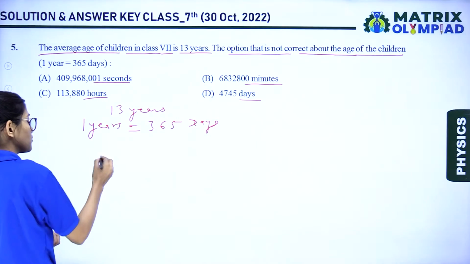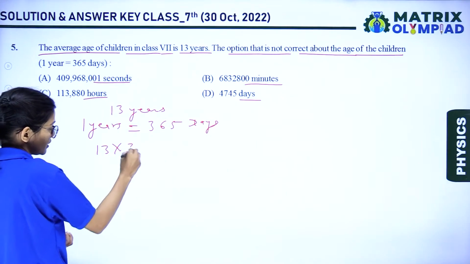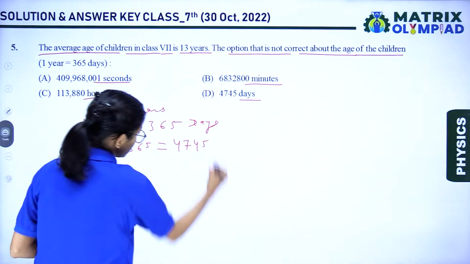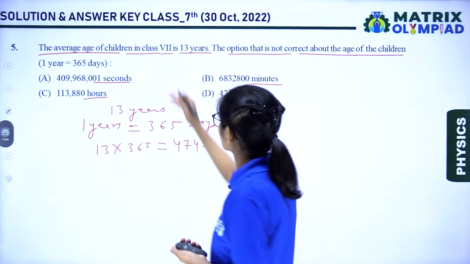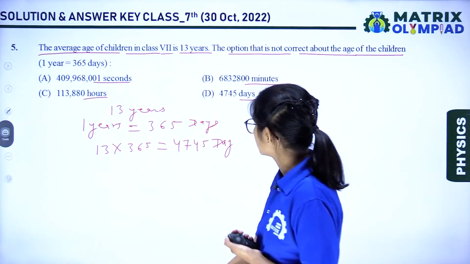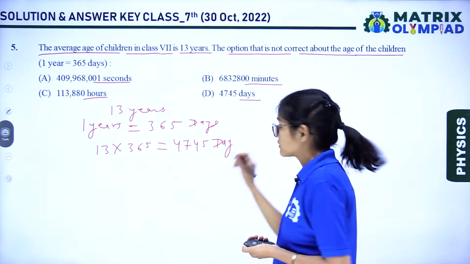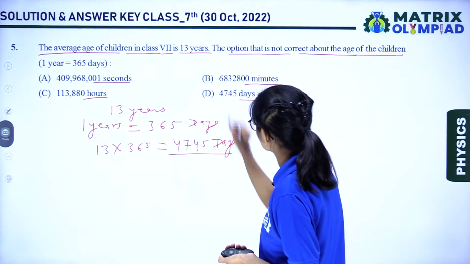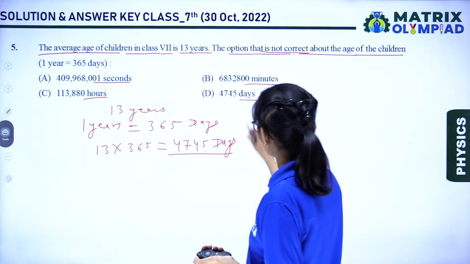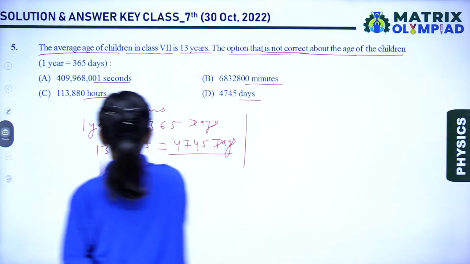Okay. So that is 30 into 365, 4745 days. So the average age for the children of class 7th will be 4745 days. Okay. So this option is correct. But in this question we have to tell which option is not correct.